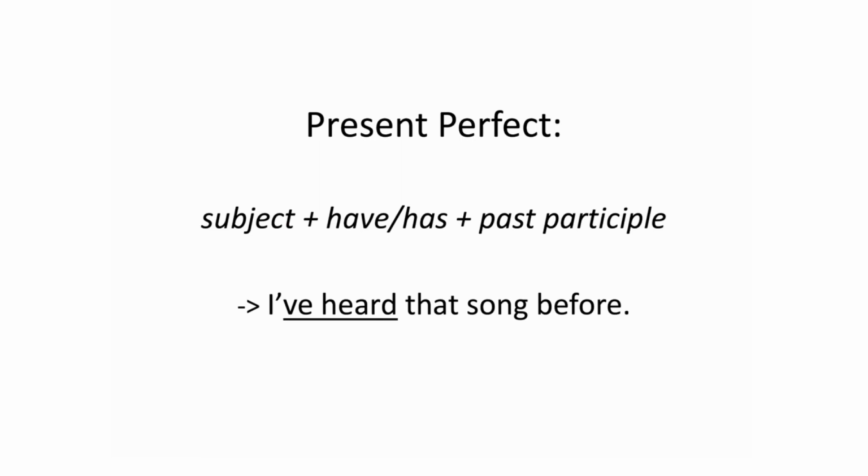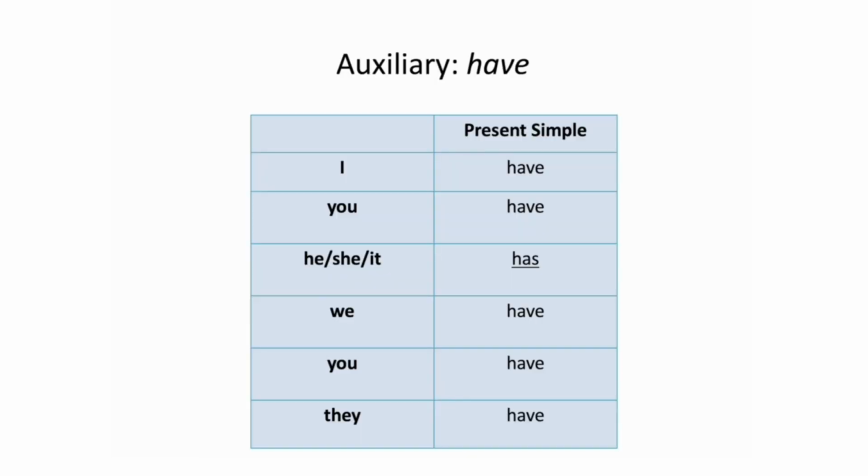Now, how do we form the present perfect? Well, we follow the sentence construction subject plus have or has plus the past participle. For example, I've heard that song before. The auxiliary have conjugates as follows. I have, you have, he, she, it has. We have, you have, they have.